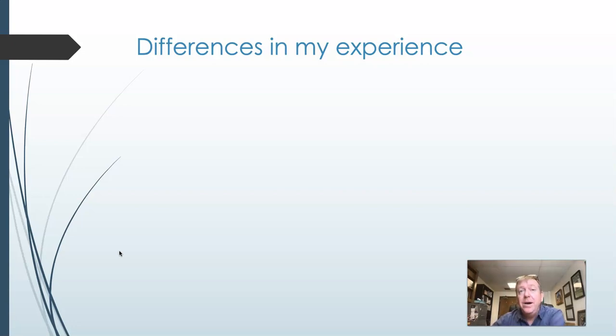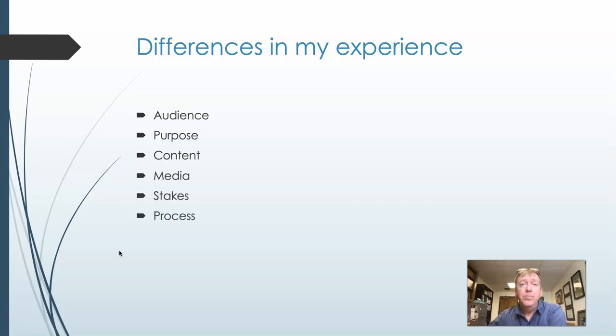So these are the differences in my experience. These are the things that I see. Now your readings again are going to list some very specific differences. They're going to talk about a lot of different items that I might not list, but these are some of the things that I just want to specifically talk about. The first is audience, second is purpose, third is content, then media, the stakes, the process, and that's it. So those are some of the biggest differences that I see. There are a lot of smaller nuanced differences that your readings will go over again, but these are some of the biggest differences that I see between writing in the workplace and writing for academia, for writing in school.